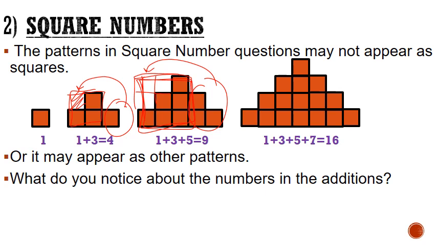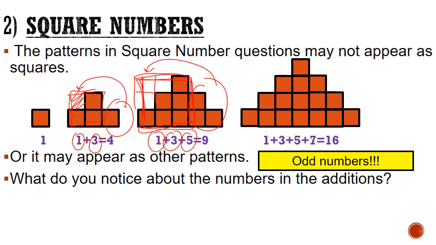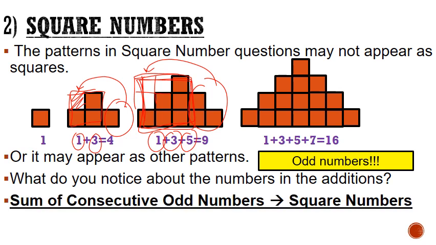But what do you notice about the numbers in the addition? Yes, they are all odd numbers. And then we call them the consecutive odd numbers. Consecutive meaning one followed by another. So the consecutive odd numbers are 1, 3, 5, 7, 9, 11, 13, and so on. And then the sum, meaning I add all of them up. If I add the consecutive odd numbers up, I will get square numbers.